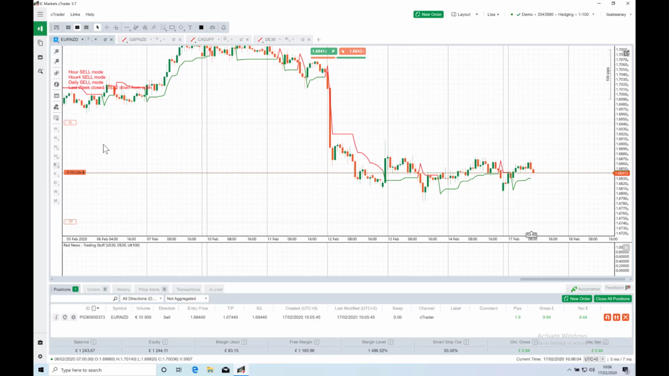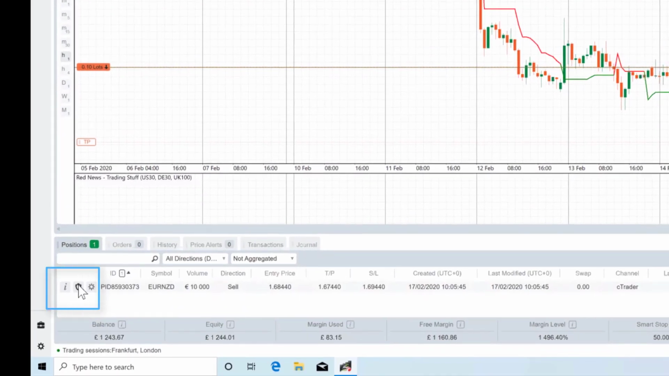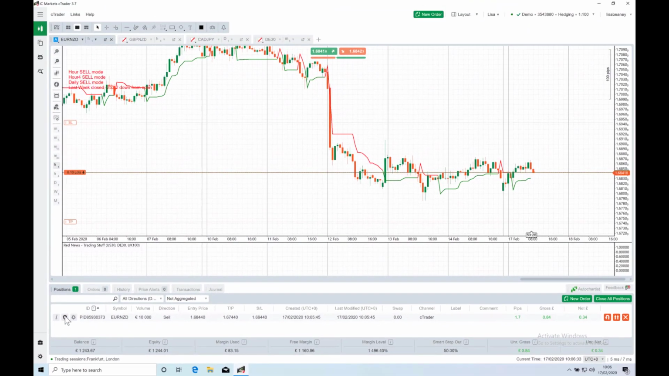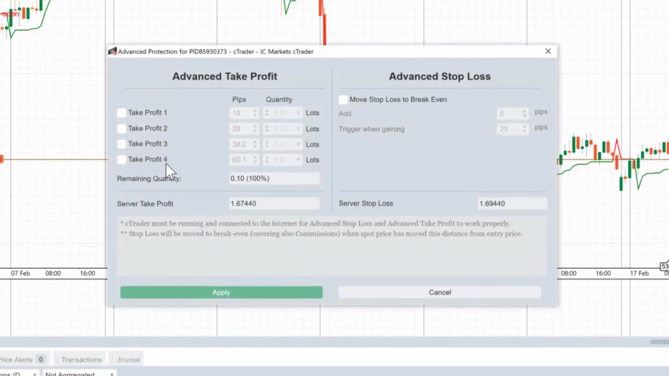Now, it could be that I look along my chart and I see here there is an area possibly of support and resistance. So it could be I want to set a level here to take some profit off. There's two ways of opening up this advanced protection. You've either got this very little tiny shield symbol here on screen, or you can click on the shield symbol on your trade entry. So I'll click on it here. And I have 4 levels of advanced take profit that I can set.